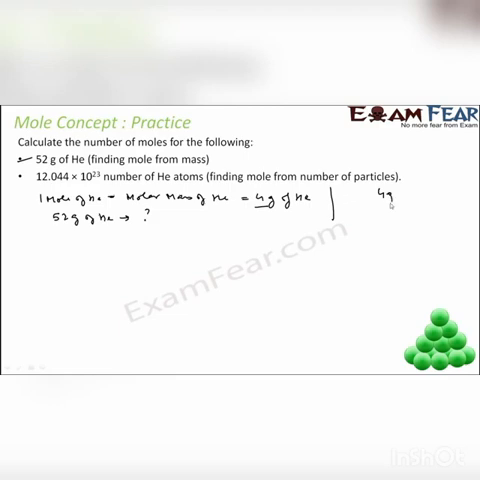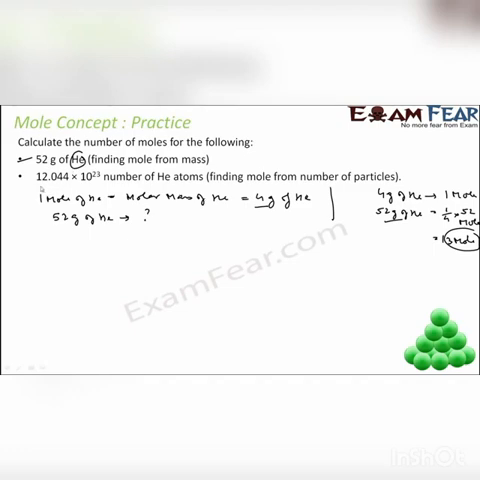So let's do the math. 4 gram of helium is 1 mole. So 52 gram of helium will be how many moles? 1 by 4 into 52 mole. You solve this, you get 13. So 52 gram of helium is nothing but 13 moles. And 13 moles is 13 into 6.023 into 10 to the power 23 atoms, because we're talking about the helium atoms.